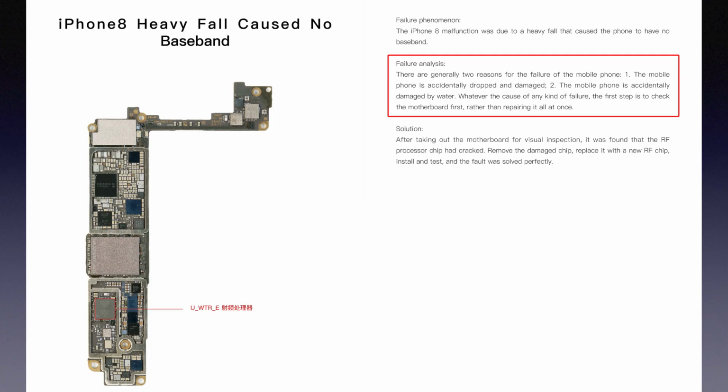1. The mobile phone is accidentally dropped and damaged. 2. The mobile phone is accidentally damaged by water. Whatever the cause of the failure, the first step is to check the motherboard first, rather than repairing it all at once.